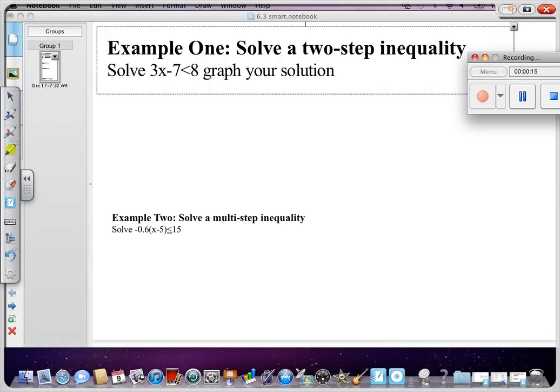Okay, so if we're looking at this first one, first thing we're going to do is we're going to add 7 to both sides. So we get 3x is less than 15. What do I do next? Good, divide by 3. And I get x is less than 5. I did not multiply or divide by a negative, so the inequality stayed the same.